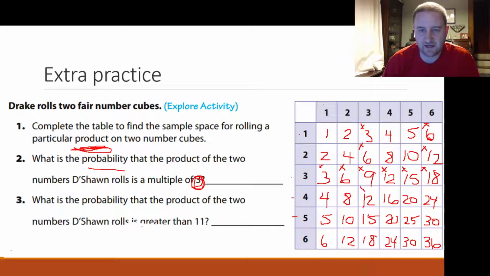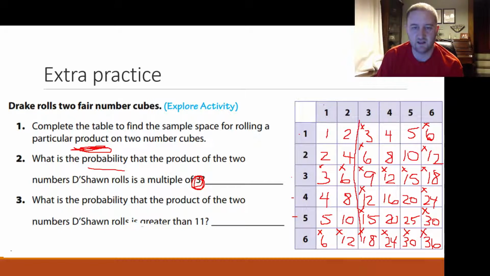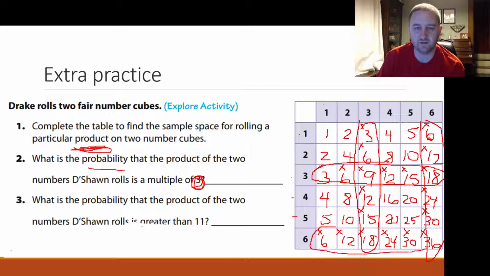Including this entire column is also going to be a multiple of 3. Okay, 4, 8, 16, 20, 24 is a multiple of 3. 30 is a multiple of 3. And 36 is a multiple of 3. Also, 6, 12, 24, and 30, those are all also multiples of 3. So basically we've got these are multiples of 3, these are multiples of 3, these are multiples of 3, and these are multiples of 3.